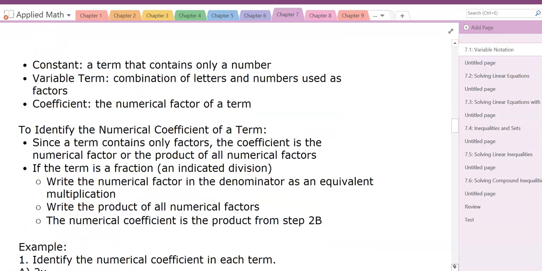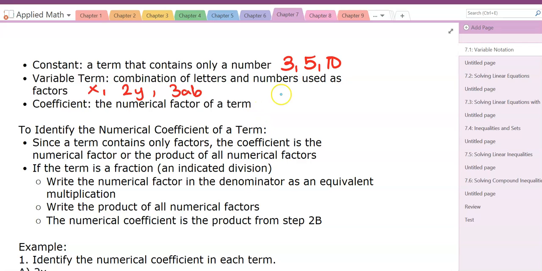A constant would be a term that contains only a number, so it would just be like a 5, a 10, a 17. It's just a plain number by itself, it doesn't have any letters. The variable term would be the combination of letters and numbers, so it could just be a letter, like x or y, or it could be something like 2x, 3y. Something like that could be considered a variable. So constants, like I said, are just numbers, like 3, 5, 10. Variables could be something like x, 2y, 3ab.